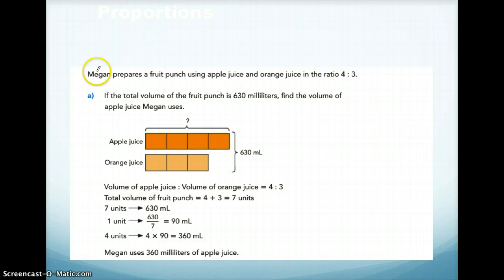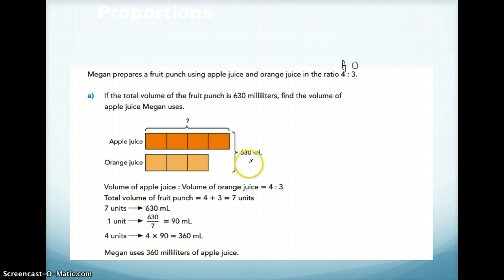Here's a word problem. Megan prepares a fruit punch using apple juice and orange juice in the ratio 4 to 3. So this is apple, label it, and this is orange juice, right? So if the total volume of fruit punch is 630 milliliters between 4 to 3, find the volume of apple juice Megan uses. So here's a bar model that shows apple juice is 4 and orange juice is 3, and we know the total volume of fruit punch is 630, which is why it's labeled for all of them, right?